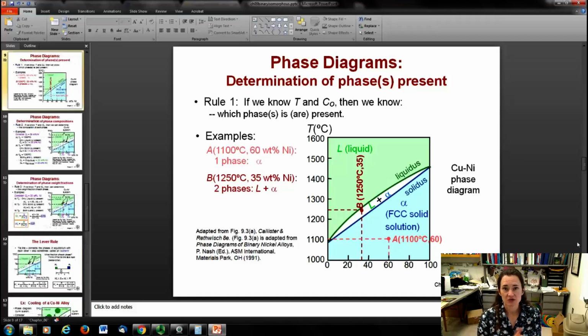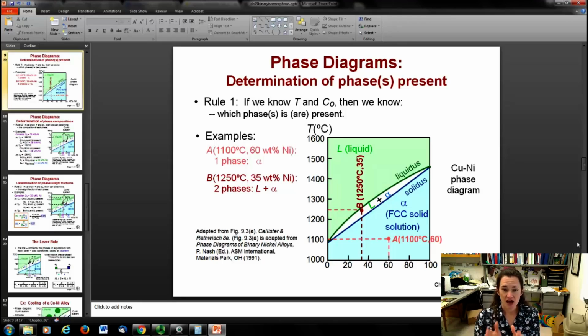Okay, so here's how to read these suckers. Rule number 1. If you know the temperature and the percent composition, then you know which phases are present. Okay, so for example, if we go to point A here, and we know that we've got 60 weight percent nickel at a temperature of 1100 degrees C, then I can figure out what phase I'm at, okay? And that phase is, of course, the FCC solid solution, the alpha phase, all right?